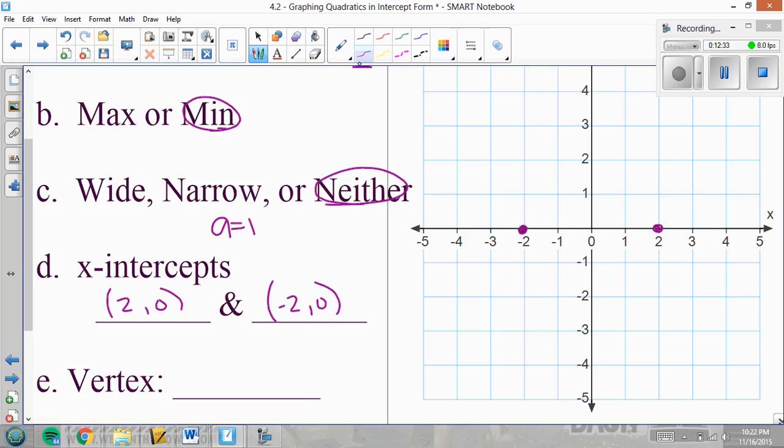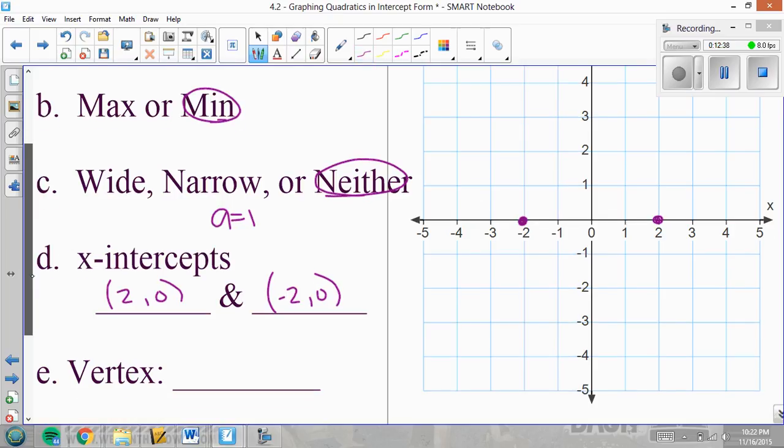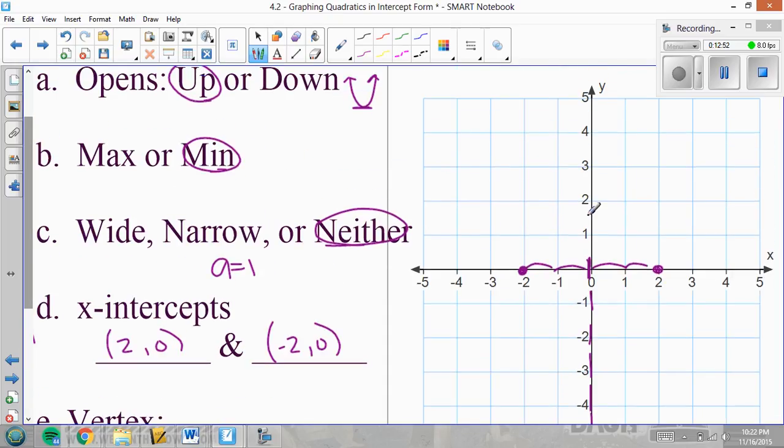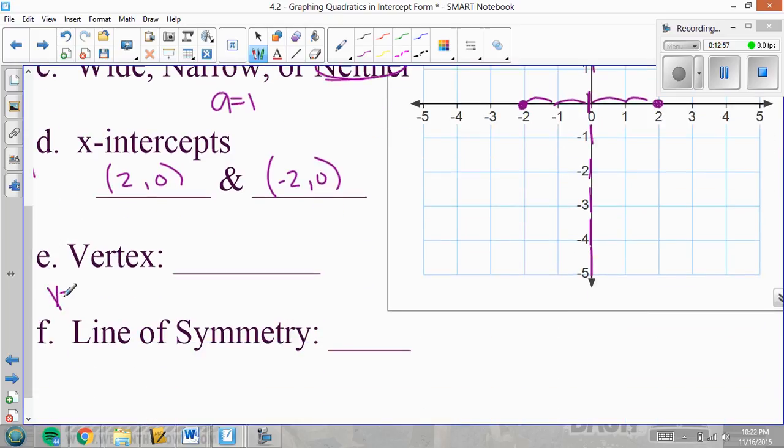Okay, and remember to find the vertex, the x of your vertex. There's 2 things you can do. You can either count to the middle, so go in 1, go in another. And we know that the middle is at x equals 0. Okay, just to double check, we can add p plus q, so x equals 2 plus negative 2, divide by 2, 0 divided by any number is 0, which is what we got.